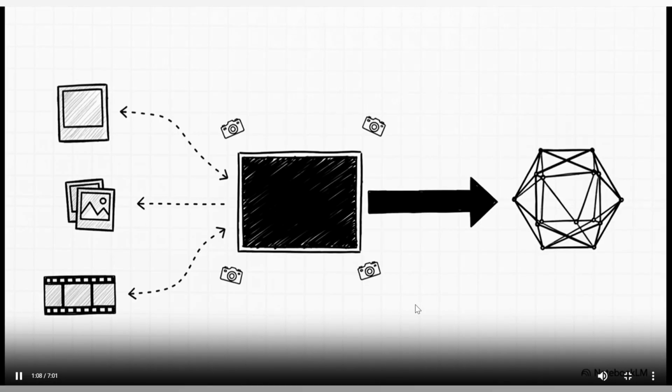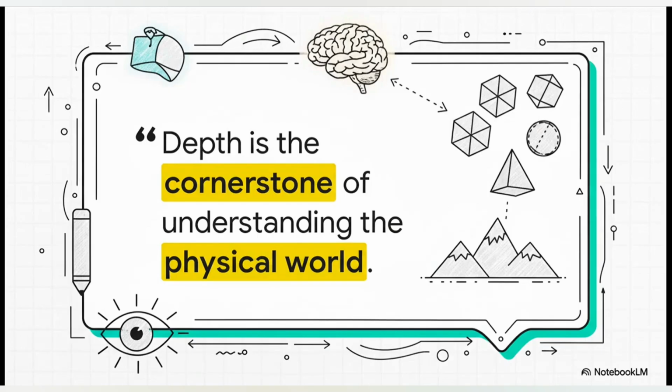And here's the real kicker, the part that's just wild. It doesn't even need to know where the cameras were pointed from, it just figures it out. And trust me, the ambition here is absolutely massive. The researchers themselves put it perfectly in their paper. They said, depth is the cornerstone of understanding the physical world. So, you see, this isn't just about making some cool 3D models for a video game. This is about giving AI a genuine sense of spatial intelligence, kind of like the one we have.